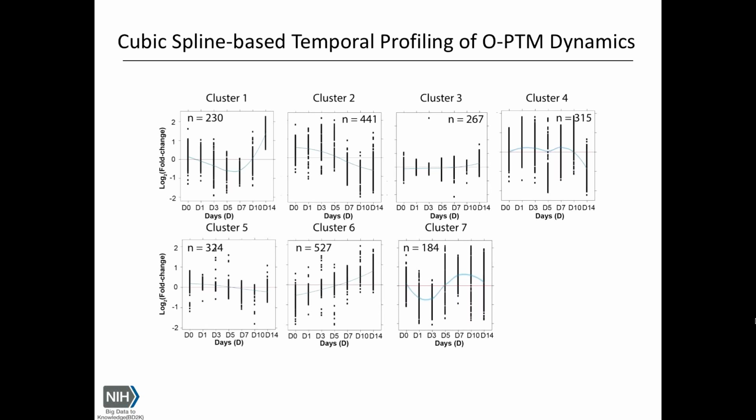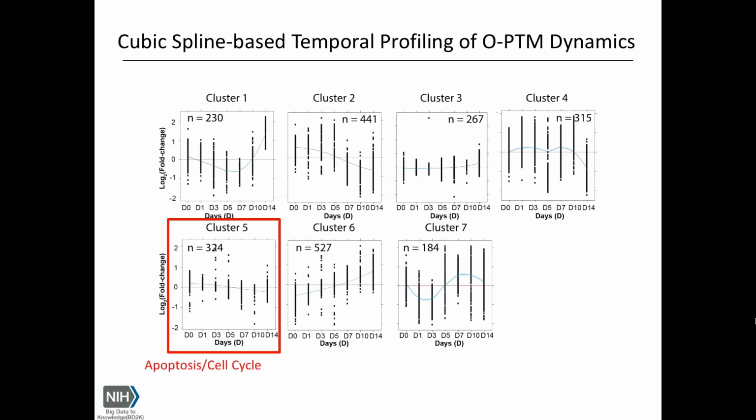So we applied cubic splines followed by k-means clustering to profile the temporal dynamics of O-PTMs. Specifically, in this figure, we plot the log2 transformed occupancy ratio of the O-PTM sites in ISO versus control mice, which are averaged across the 6 genetic strains, for each of the 7 time points, and found 7 clusters of different temporal profiles visualized as strip charts fitted with cubic spline-based smoothing.